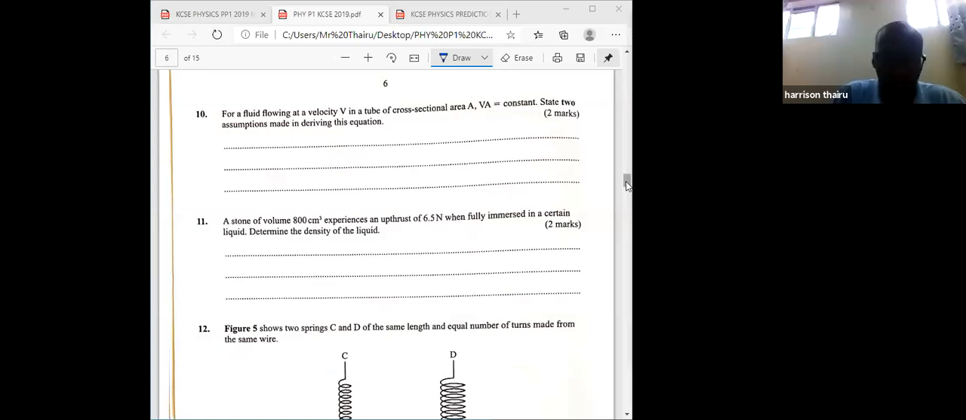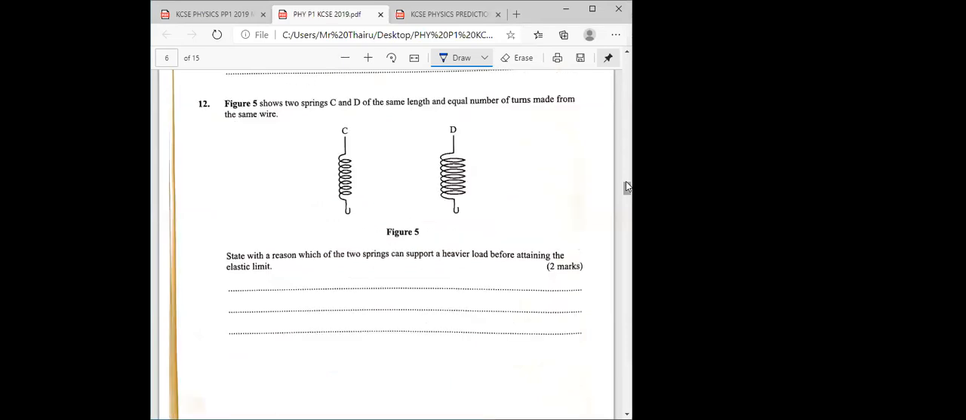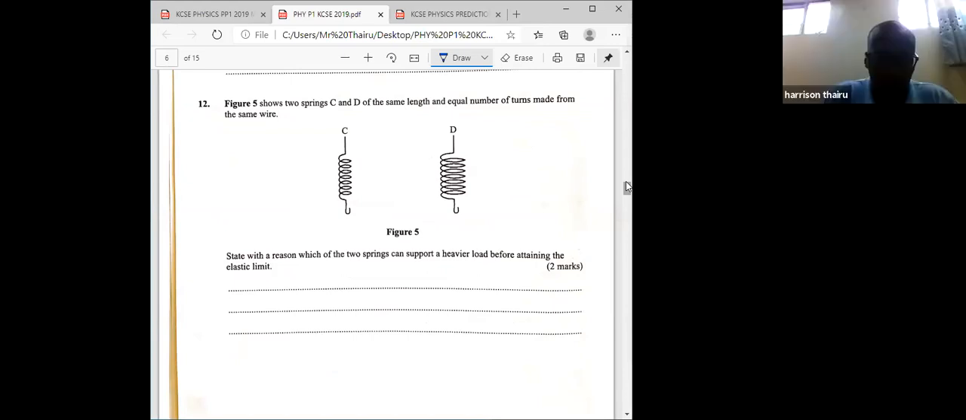Number 11, we are going to skip it. We have not covered it. Let's go to the next question. Question five shows springs C and D of the same length and equal number of turns made from the same wire. State the reason which of the two springs supports a heavier load before attaining the elastic limit. Between springs C and D, I want you to note the diameter of the coil. You find that C has a smaller diameter as compared to D. So which one do you think is going to support a heavier load?